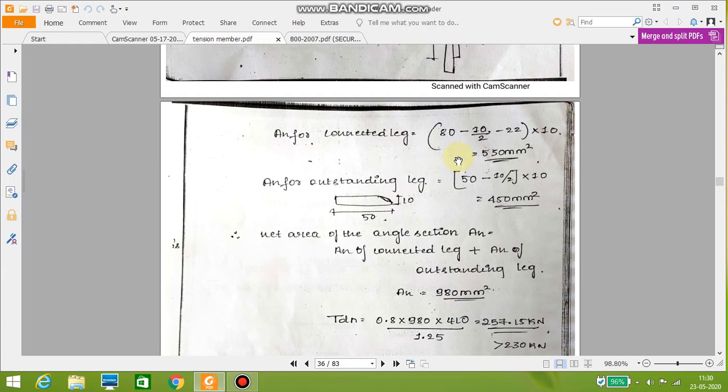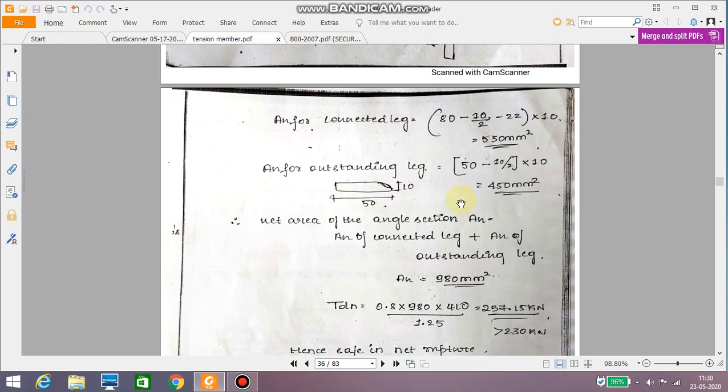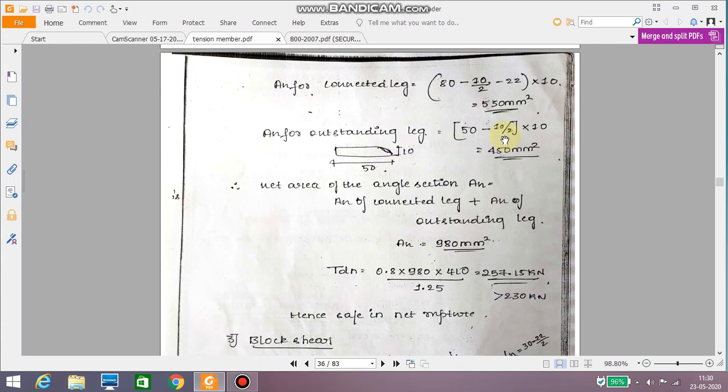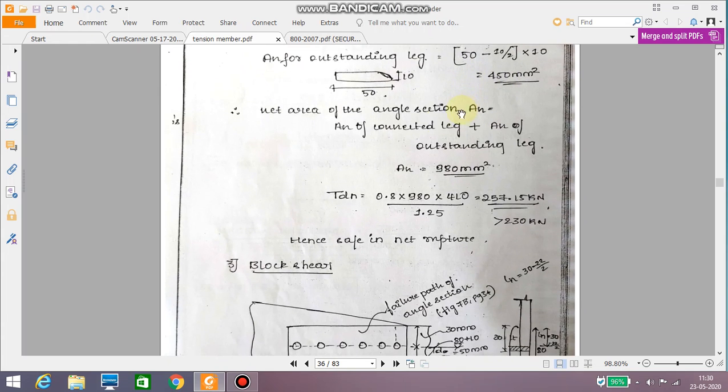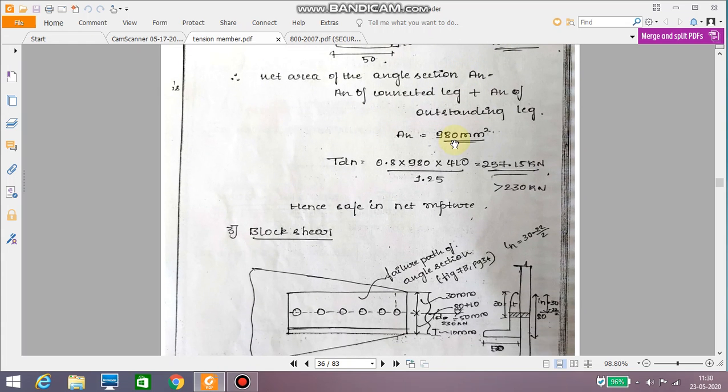So the net sectional area for the connecting leg is (80 minus 10 by 2) minus the diameter of the hole, into thickness. And for the outstanding leg, there is nothing to deduct like the diameter of the hole, only half of the thickness is to be deducted. So (50 minus 10 by 2) into 10, 450 millimeter square. So the total area is 980 millimeter square.